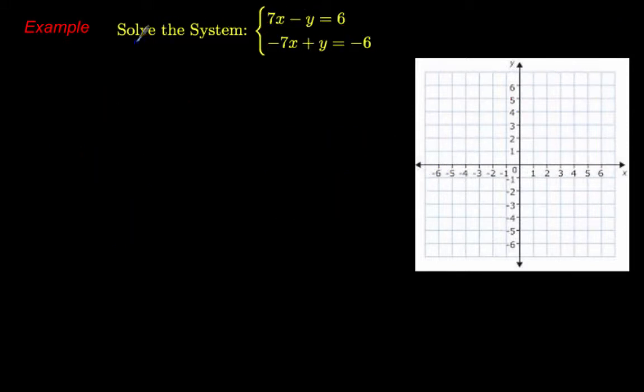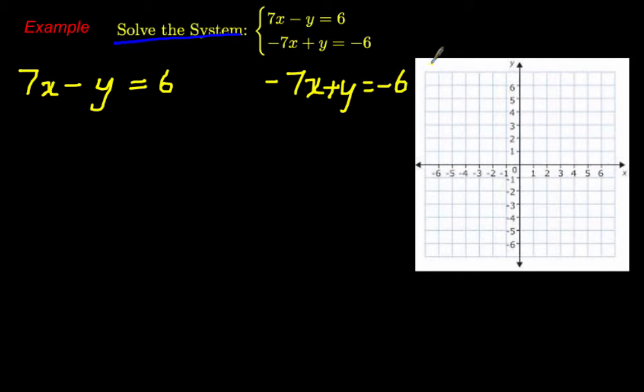So in our last system, solve the system here. We have 7x minus y equals 6 and negative 7x plus y equals negative 6. So these are both in standard form, but they're not really easy. If I wanted to find the x-intercepts, they're going to be decimals, and I don't like that. So I'm going to just rewrite each equation. Let's solve both of these equations for y.